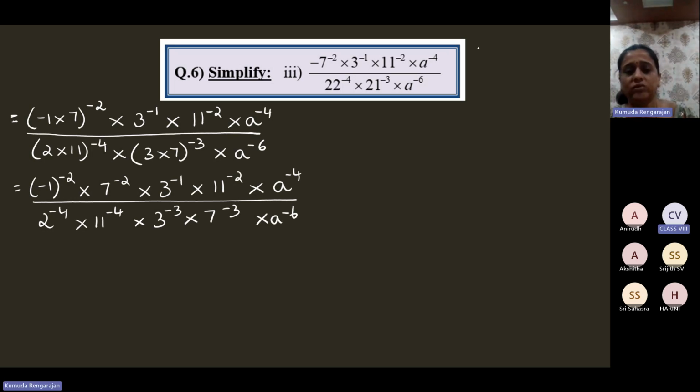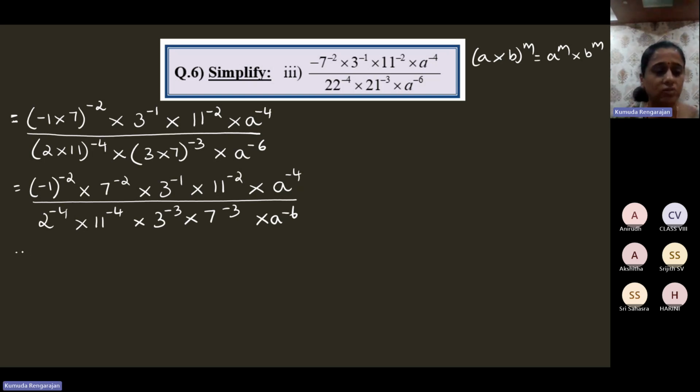So Navneet, what's the rule we have used here? Complete this. A into b the whole power m is equal to. This is the rule we've been using, right? Now we are writing 2 into 11 the whole power minus 4 as 2 to the power minus 4 into 11 to the power minus 4. So what's the rule you've been using? Ma'am, A into B the whole power m is equal to A raised to the power m into B raised to the power m. Correct. This is the rule we've been using.